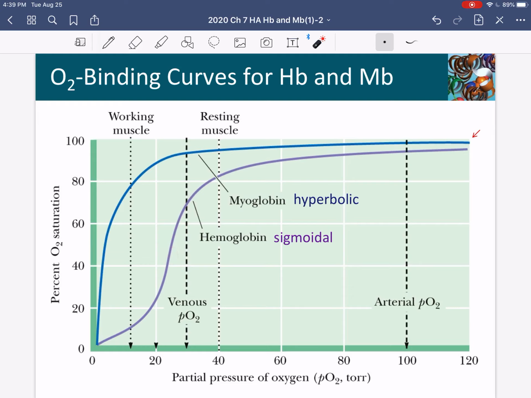It's starting to give off oxygen, and that's what gives rise to this rapid transition over a narrow range of oxygen concentration. It gives up the oxygen. So oxygen transport, oxygen storage. Those are the different functions of those molecules, and that's why they have different binding curves.